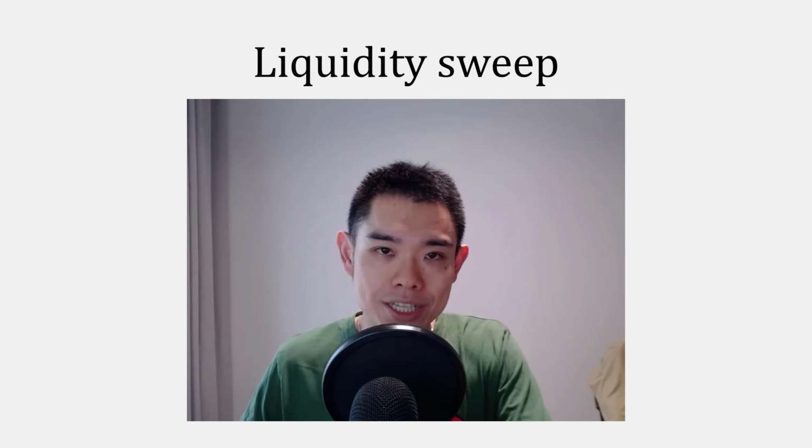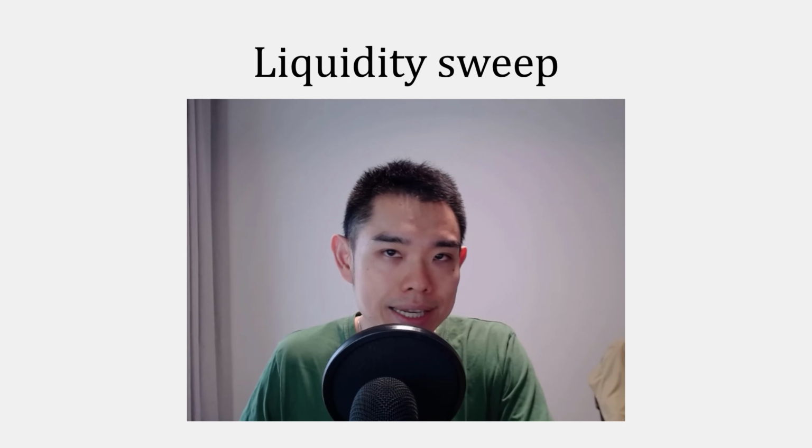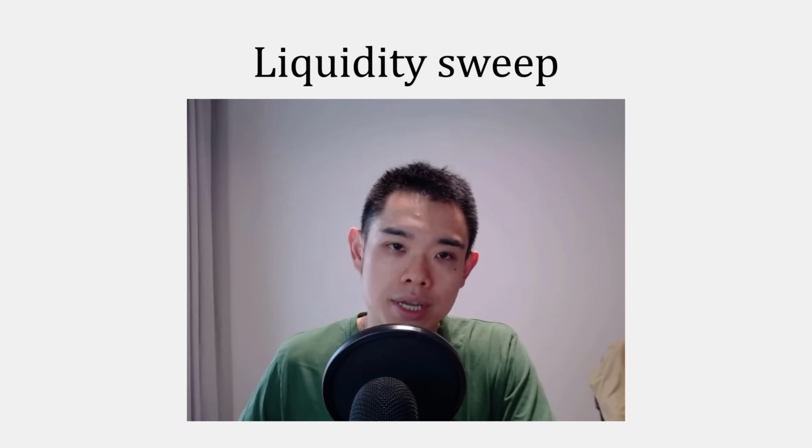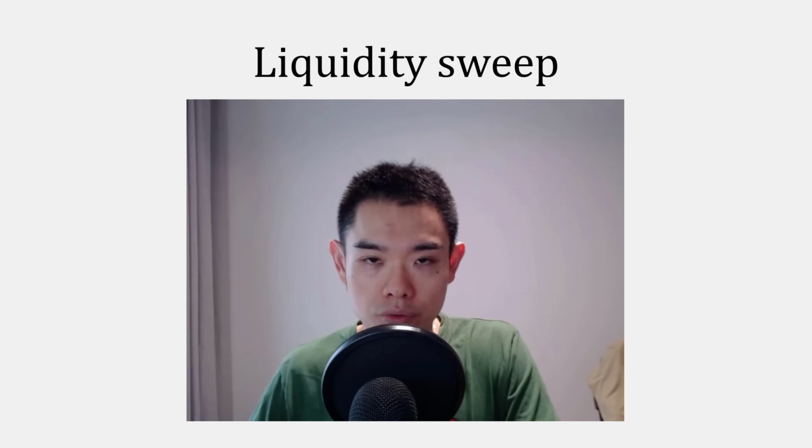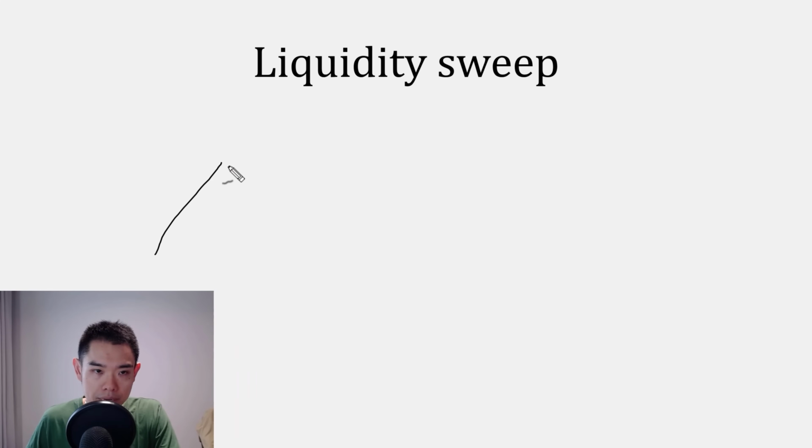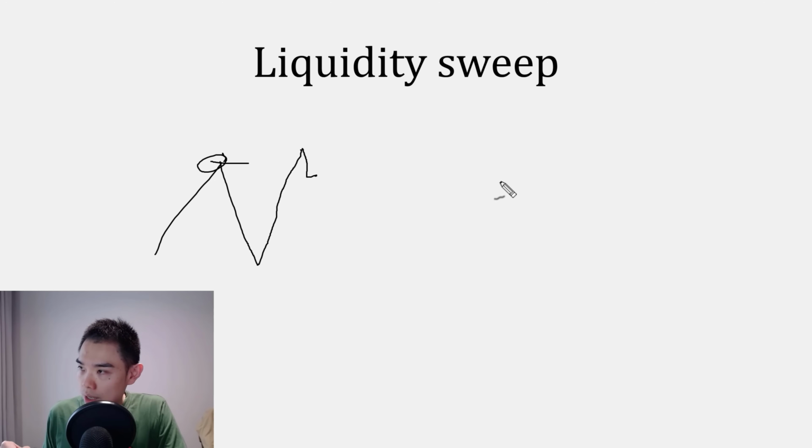Okay, first, let's talk about the liquidity sweep concept. So it looks something like this. For those of you who are not familiar, let's say the price goes up, comes back down lower, goes back up, price takes out this high and then reverses down lower once again, usually closing below resistance, closing below this swing high. Now, this is how it looks, but the more important question is why?